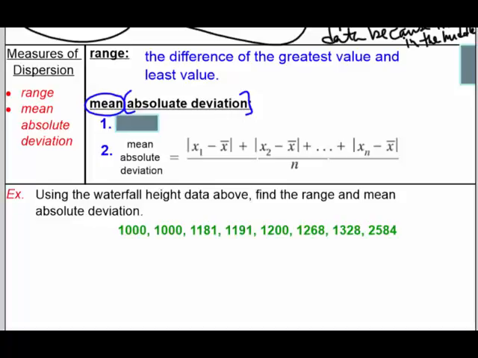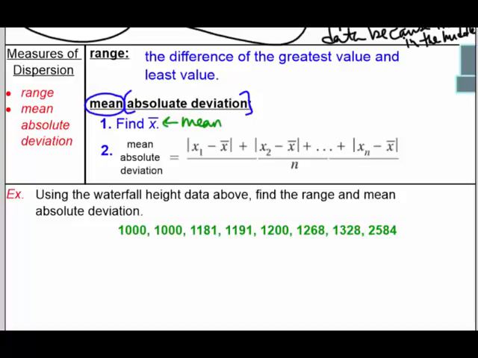So there's 2 steps to calculate mean absolute deviation. Your first step is you have to actually find the mean first. Okay, so find X bar. Remember, X bar means mean. Let's write this in here. This means find the mean.